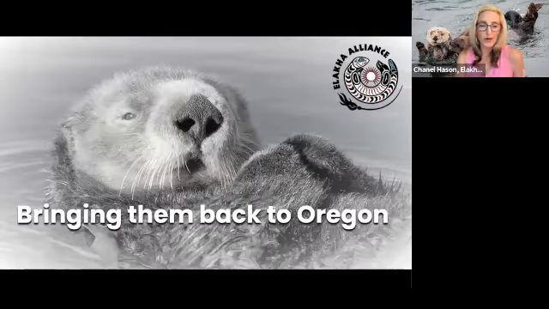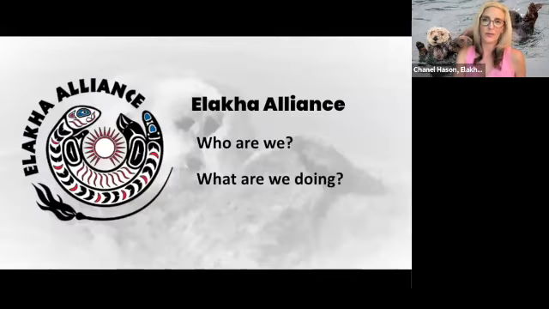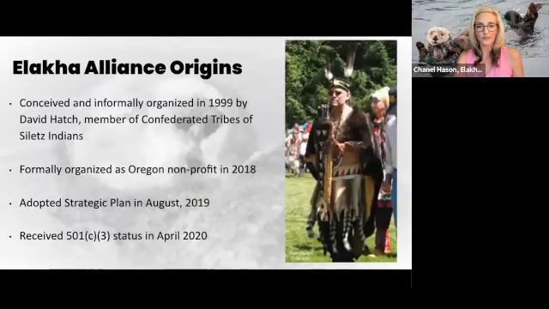So let's talk about bringing them back to Oregon and a little bit about who we are with Elakha Alliance and what exactly that means for us to do. So we were started originally as an idea from the late David Hatch, who was a member of the Confederated Tribes of Siletz Indians. And he was naming a boat with his son Peter and came across the word Elakha in a Chinook jargon dictionary. And then he was like, there's a word for sea otter.